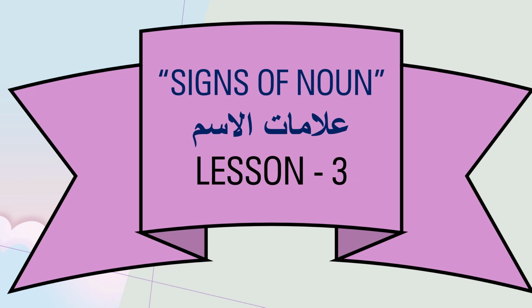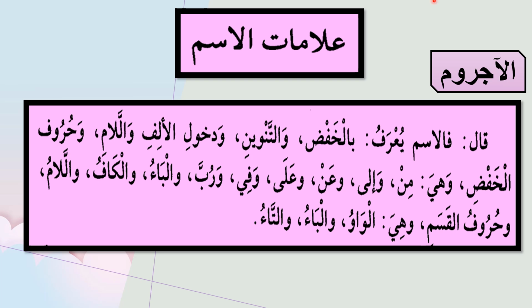So there are certain signs that you should look out for. So that is what is in this lesson number 3. So let's get started with this lesson. Before I dive into explaining about the alamat al-ism, that is the signs of the nouns, first let's see what the original author al-Ajurrum says about this. Let's see what he says.